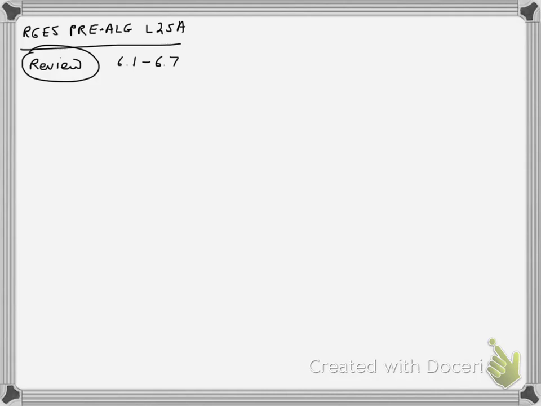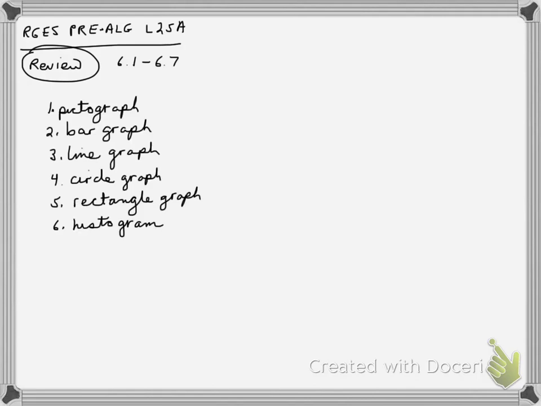We're working on a review of sections 6.1 through 6.7. Now we will be having a quiz on this on Wednesday, and recall that there are several different kinds of graphs. See if you could pause and name them all real quickly, and then I'll put them down for you as a review. So were you able to name the 6 kinds?